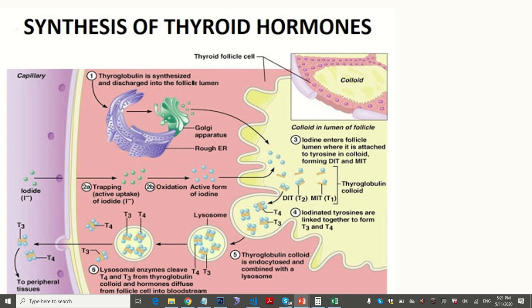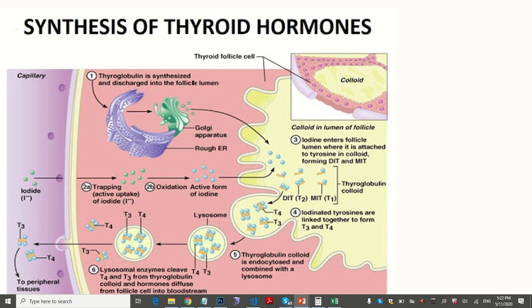Now, as you can see over here, this is the synthesis of thyroid hormones. Initially, like I told you, thyroglobulin is a precursor. We need iodine and thyroglobulin to synthesize T3 and T4. Thyroglobulin is a precursor of T3 and T4, and it's synthesized in the basal portion of the cells, from where it moves to the lumen and is stored in the extracellular colloid. It consists of amino acid residues which act as a prohormone.